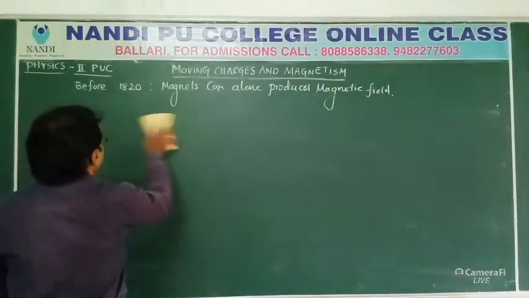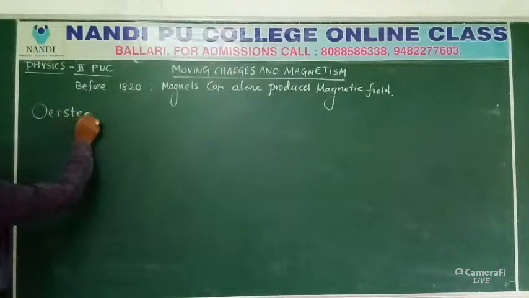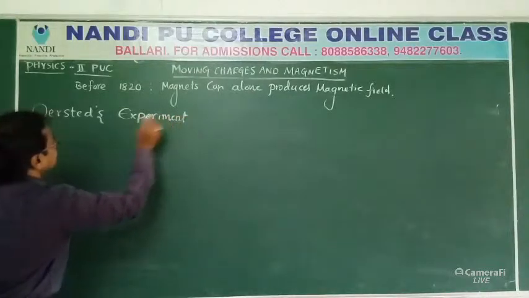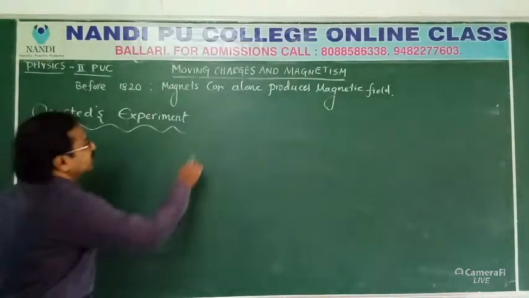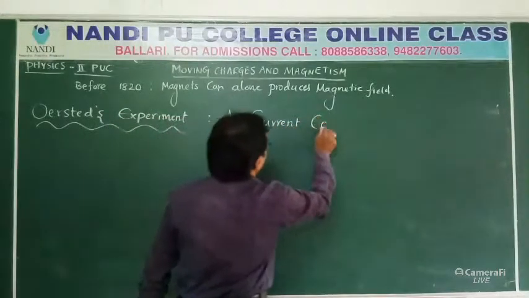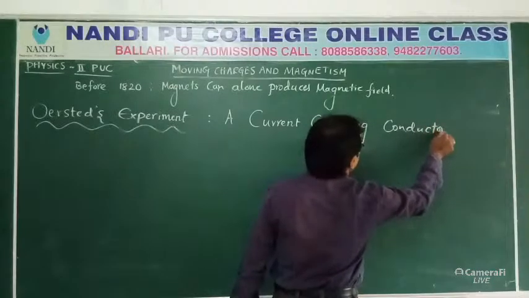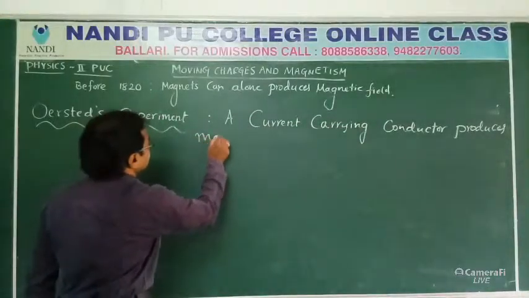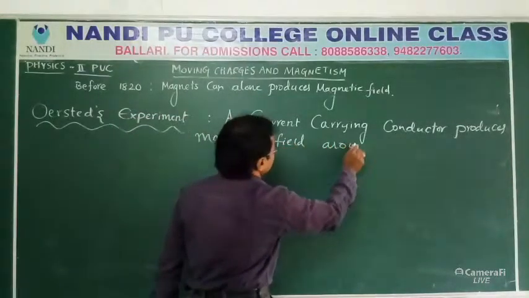So now our concept is Oersted's experiment. Okay, children. So after the experiment, what did he conclude? A current carrying conductor produces magnetic field around it.